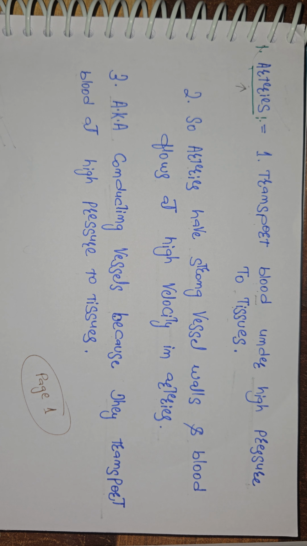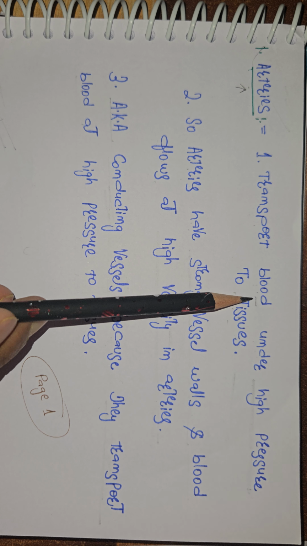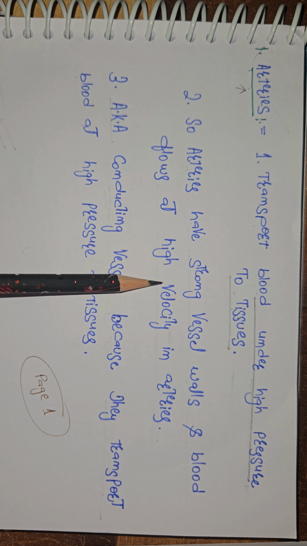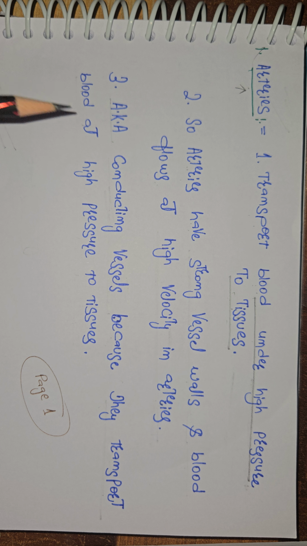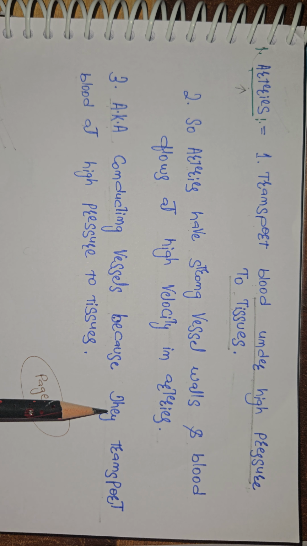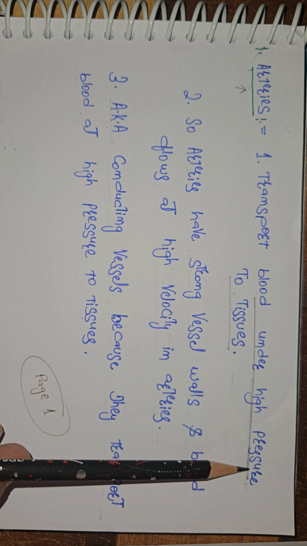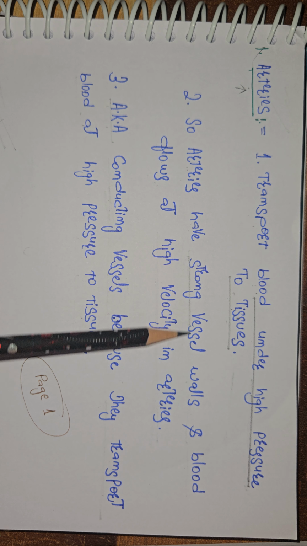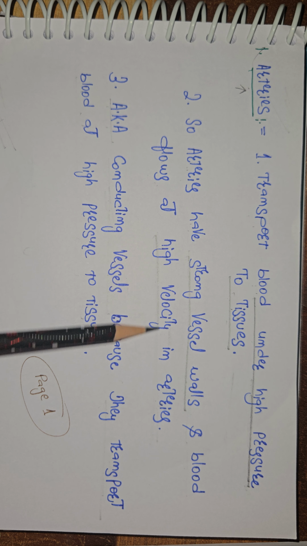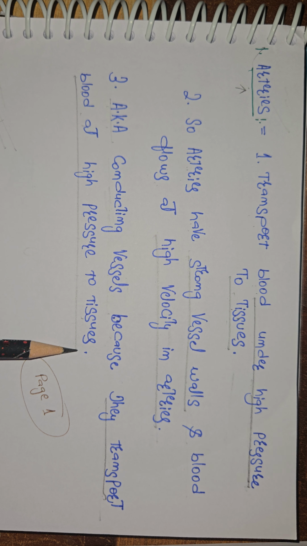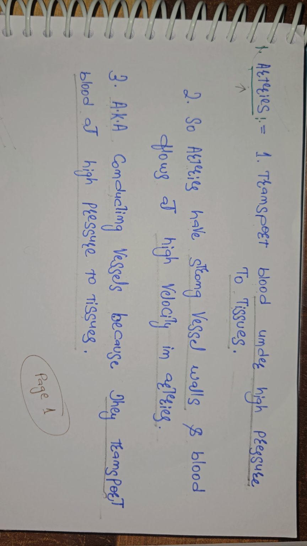In arteries, you have to remember 3 points. They transport blood under high pressure to tissues. Arteries have strong vessel walls and blood flows at high velocity in arteries. Number third point, they are also known as conducting vessels because they transport blood at high pressure to tissues. Since they transport blood at high pressure to tissues, they are known as conducting vessels. So these are the 3 points in arteries. Arteries are the first blood vessels that make up the circulatory system.